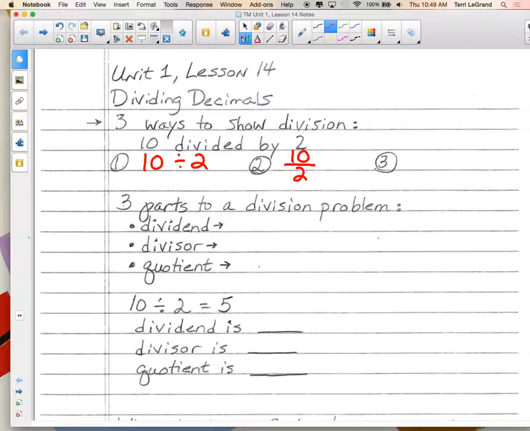And the last way is the setup for how we actually divide this. And we say we're going to put 10 divided by 2. There's the 3 different ways for us to show division.